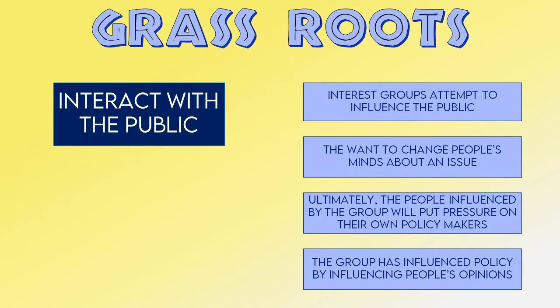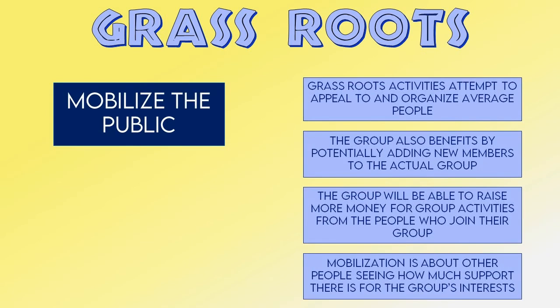So, like in that march, if the NAACP gets a lot of support from new people in the public, those people will pressure their lawmakers to make the kinds of policies that the NAACP wants. So in this way, the group has influenced policy by influencing the opinions of the public. When we use the term grassroots, we're talking about attempting to mobilize average people. This is about going out into the community and finding regular people to associate themselves with the interest group.